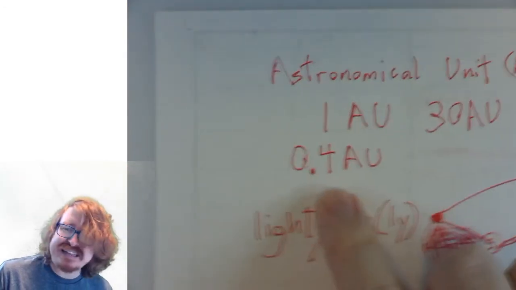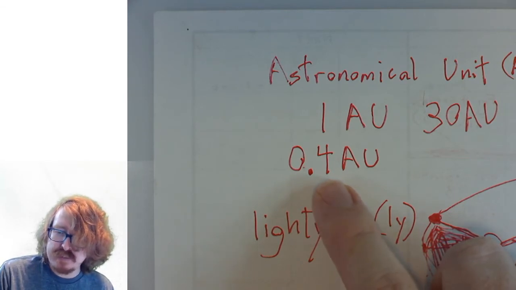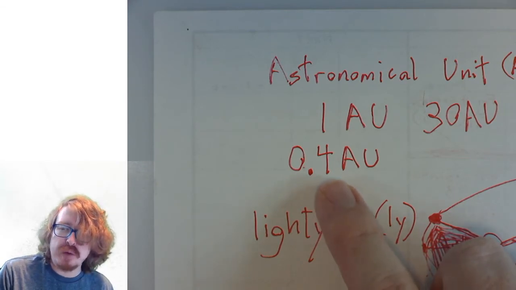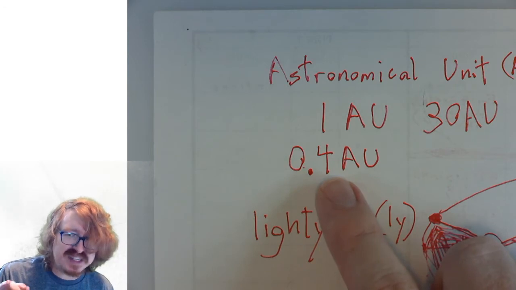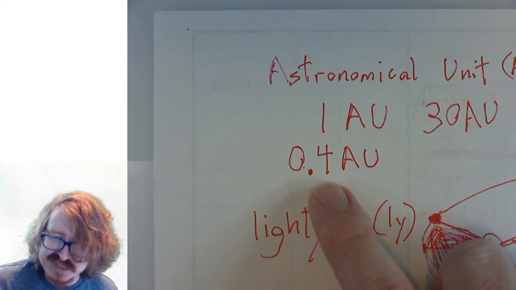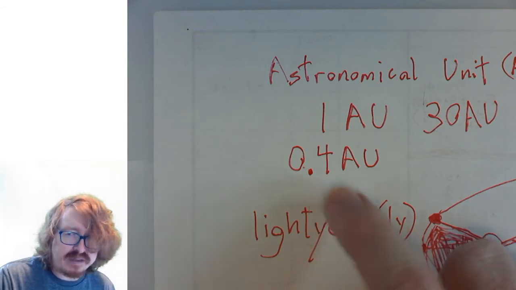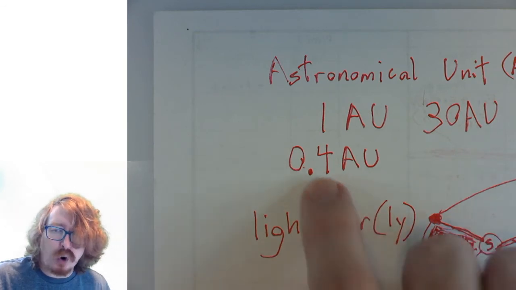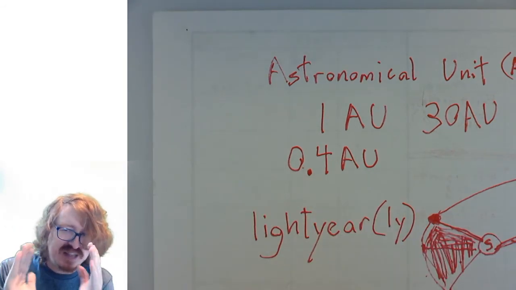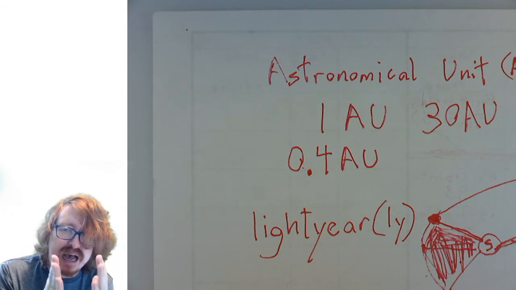So it seems like that should take 0.4 years, right? If Mercury's orbit is 0.4 the size of ours, it seems like it would take 0.4 years, but it doesn't. Mercury only takes 0.25 years. So Mercury's orbit is 40% the size of ours, but it only takes 25% of the time.